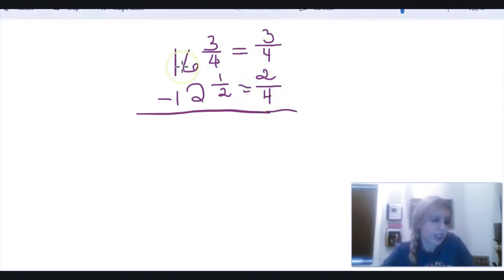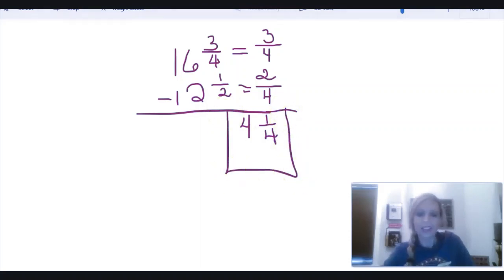All right. Don't forget about the whole numbers here. I usually write them, but I didn't that time, so don't forget them. So if I subtracted 16 and 12, that would leave me with 4. Gonna leave the denominators alone. 3 minus 2 would be 1, okay? That one wasn't too bad, right? So 4 1/4 would be the final answer for G.